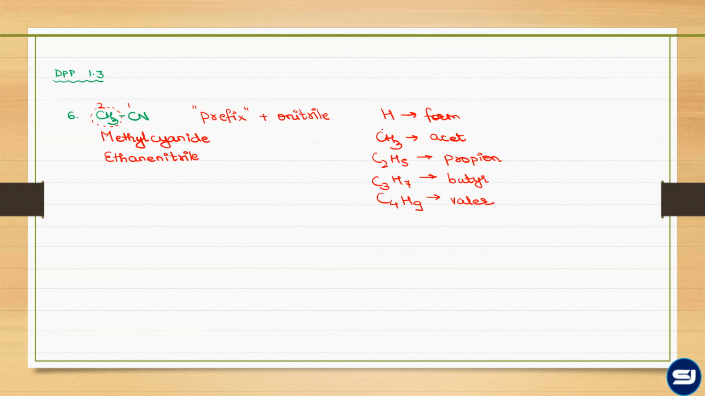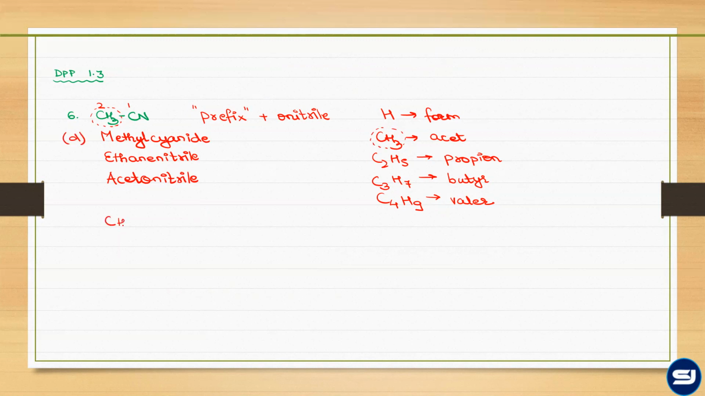So for R equal to methyl, the prefix is acet, and from that we get acetic acid, acetaldehyde, acetate for ester, all of these are related nomenclature. So even the cyanides are named with respect to that prefix, that is acet, and then added with O-nitrile. So cyanides could be named in 3 ways: common name, IUPAC, and the prefix-based name. So the answer for this is all.